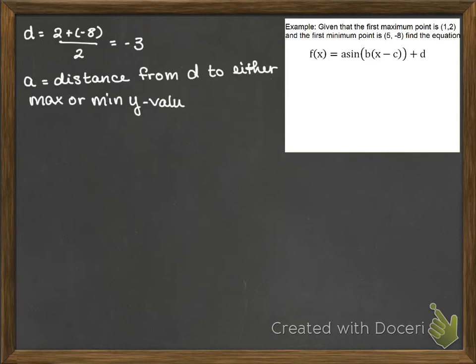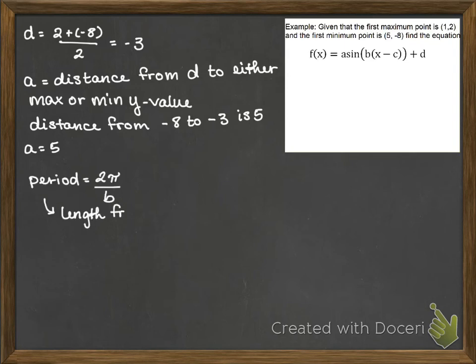So again, A is the distance from D to the max or min value, and again, that is the Y value. So in this case, I'm going to take the min value from -8 to -3. That is a distance of 5. Now you could do from -3 to 2. It is still a distance of 5, which is your amplitude.